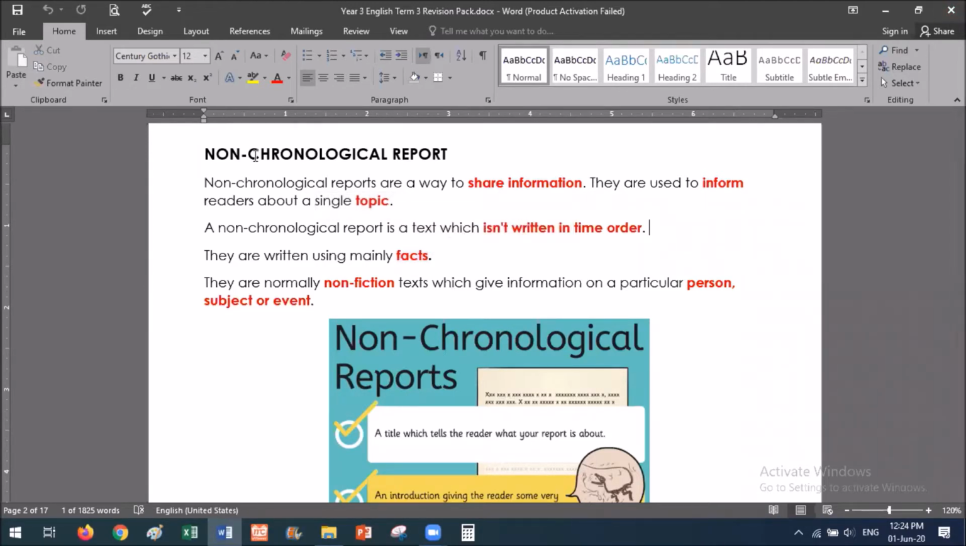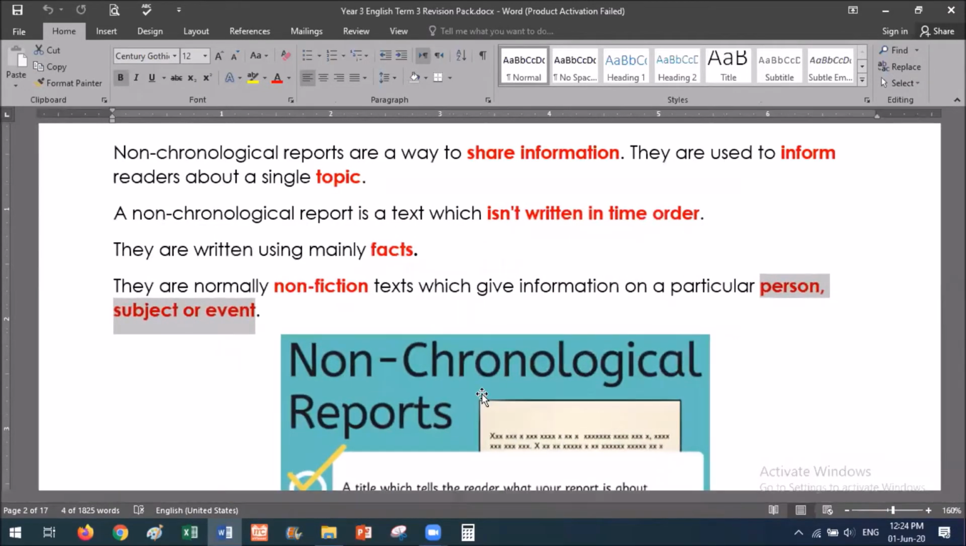And we also know that chronological means time, and non means no or not. So we know a non-chronological report is not written in time order. So we have non-fiction, and we can do it about a person or a subject or an event. So we could even write a non-chronological report about the Olympics or about something that happened in the past, or about our famous sports person. But what we did is we wrote our non-chronological report about a subject. We wrote it about animals.